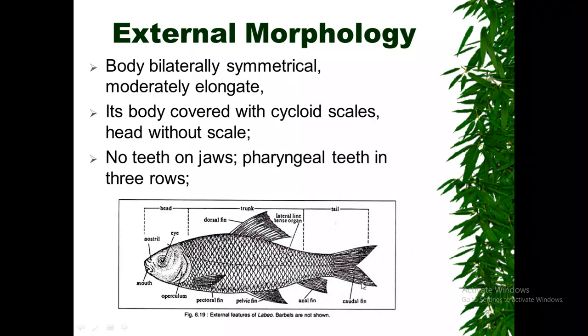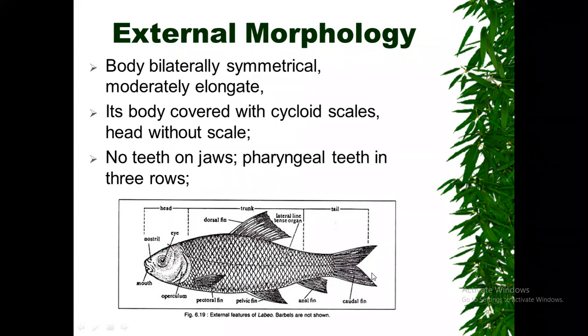This is the tail. This tail is called homocercal type. I mean, this is the upper lobe and this is the lower lobe. These two lobes are equal. That is called homocercal. But those fishes which have upper and lower lobes not equal, where the upper lobe is large and the lower lobe is short, that is called heterocercal. And heterocercal tail is only found in chondrichthyes fish. But freshwater fish, I mean osteichthyes fishes, have a homocercal tail.